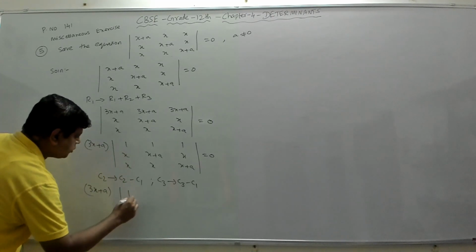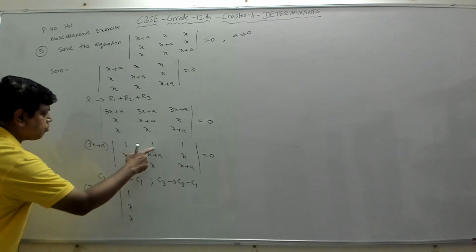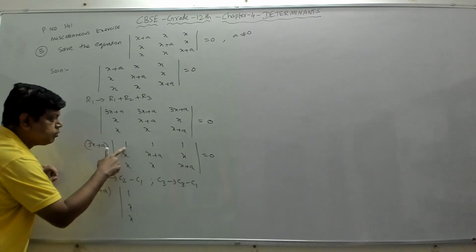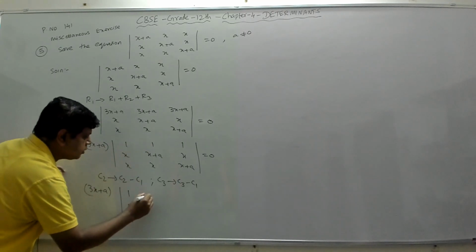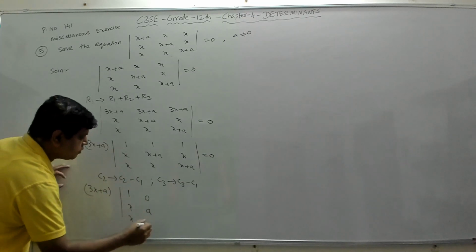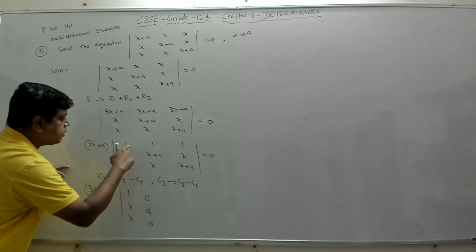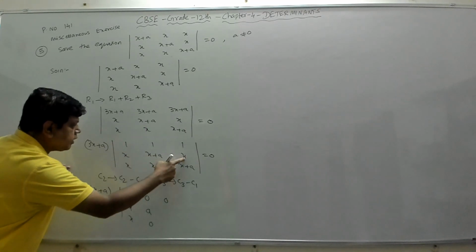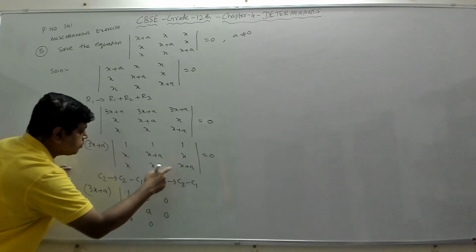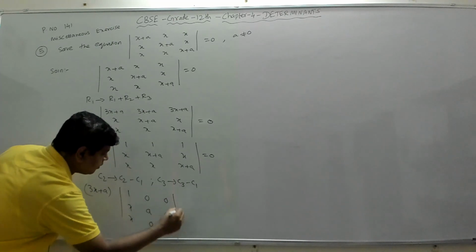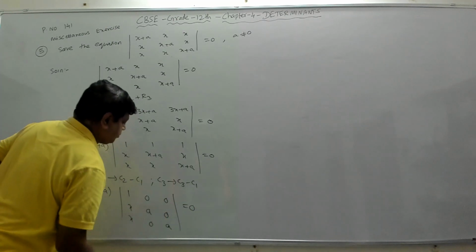Then the first column has no change: 1, x, x. In the second column, C2 minus C1: C2 is 1, C1 is 1, so 1 minus 1 is 0. Then x plus a minus x will give you a. x minus x will give you 0. Again 1 minus 1 is 0. C3 minus C1: x minus x is 0, x plus a minus x will give you a. So this is equal to 0.